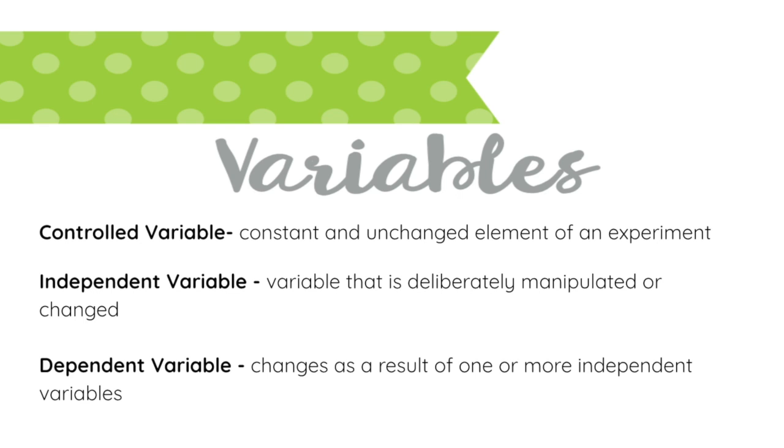Now, your dependent variable is what's going to change as a result of changing your independent variable, kind of like cause and effect. So the effect of changing the amount of sunlight on a plant would be the amount of plant growth. So your dependent variable would be plant growth.